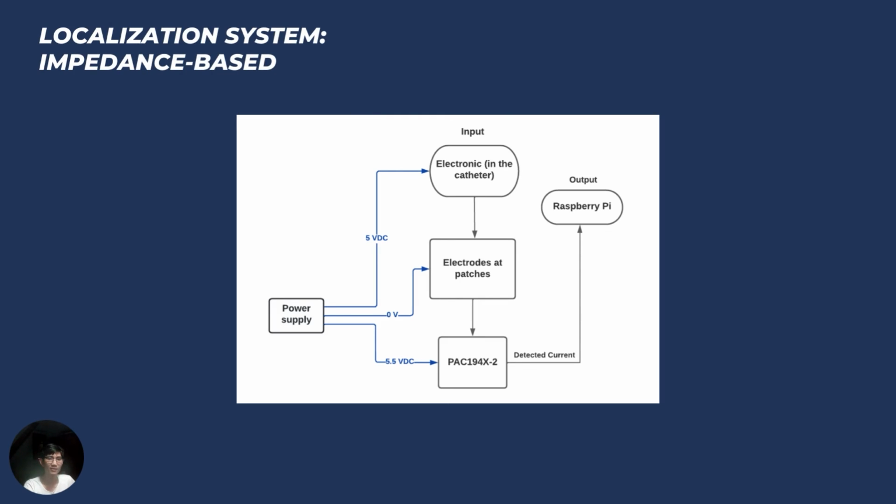And here is the block diagram for the impedance system. The ring electrode is on the catheter, distributing a constant voltage. Then the current will be detected at the patches by using the PAC194X2. The detected current will be used for navigation of the catheter.